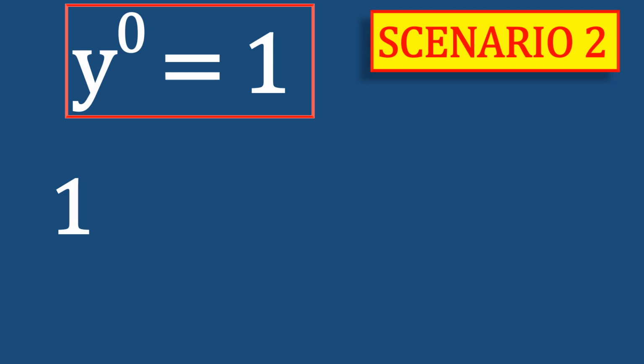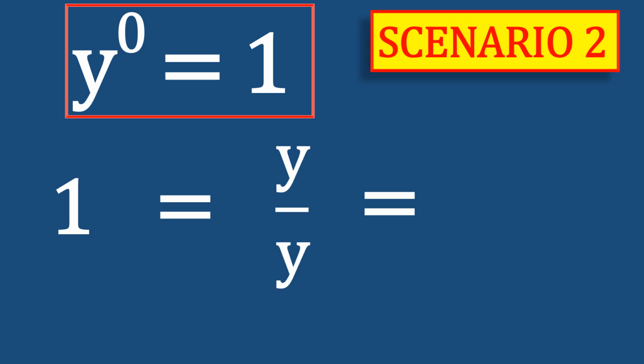So 1 is also equal to 5 over 5. 1 is also equal to a over a, but because we're trying to express it in terms of y, we will express 1 as equal to y over y. So that's the way we're going to play this game this time around. So 1 is equal to y over y, and that is equal to y raised to the power of 1 over y raised to the power of 1.